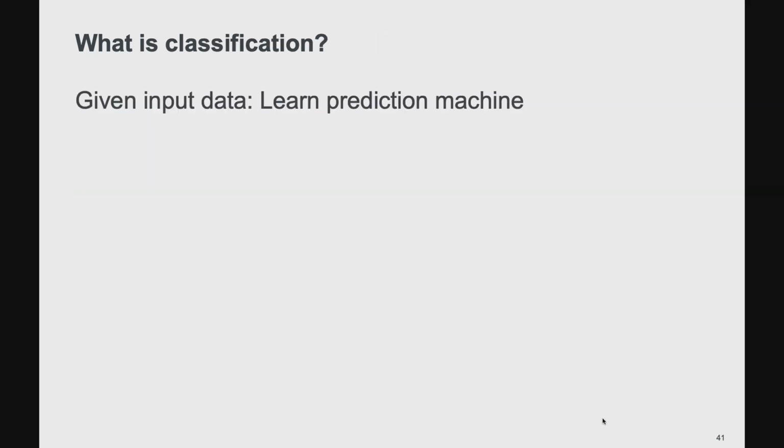So what is classification? Given input data, what you try to do is you try to learn a prediction machine. So when we say, what is the input? The input is data, and the output is this prediction machine, this classifier. So for supervised machine learning, the output is an algorithm.